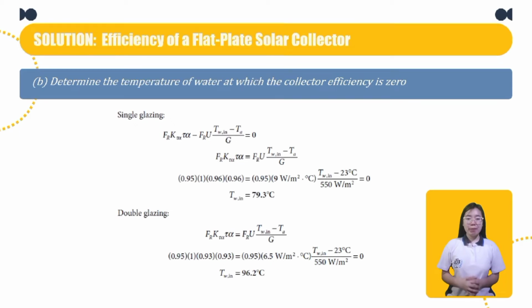Next, to determine the temperature of water at which the collector efficiency is 0, we will still use the same formula we used in letter A, except that this time, we will set the efficiency to 0. We can transpose the second term of the formula and compute for the water temperature. The same thing can be done for both the single glazing and the double glazing. Solving this, we will get 79.3 degrees Celsius for single glazing and 96.2 degrees Celsius for double glazing.